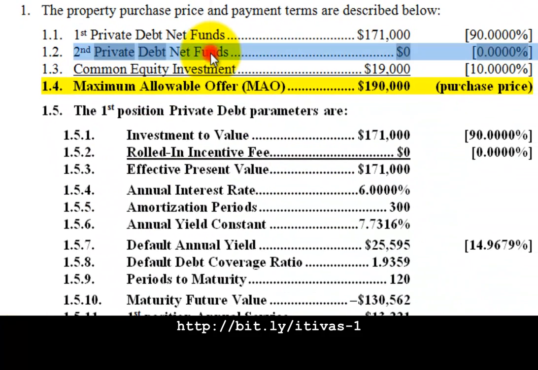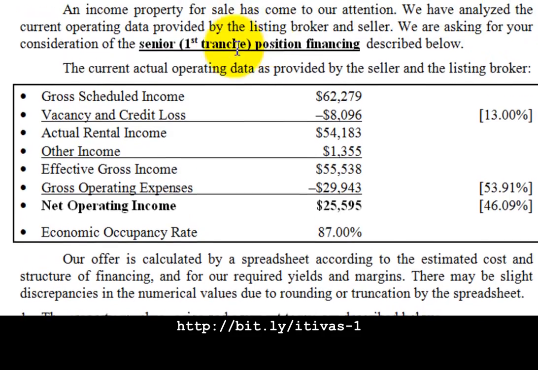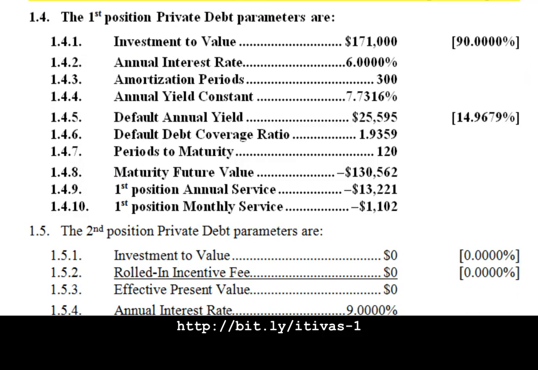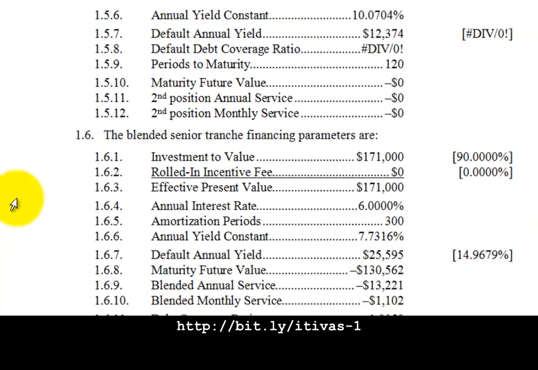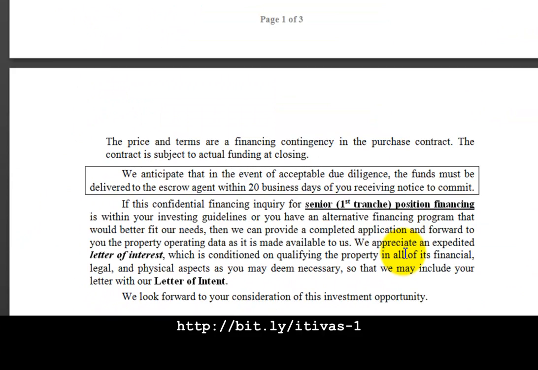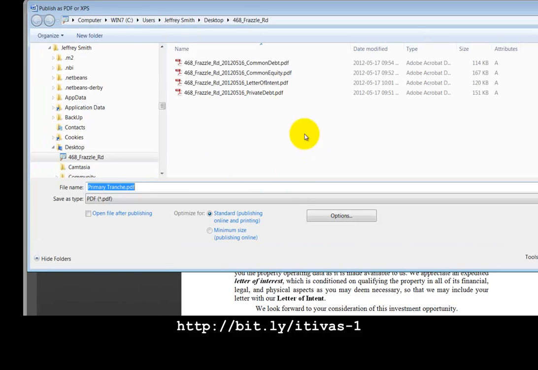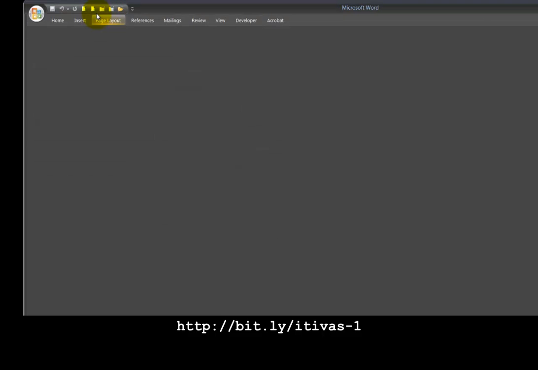Same process. Delete the unnecessary entries. This is the primary tranche financing document, therefore the first position financing parameters are in bold. And there's no secondary private debt. Take it down. Delete. Now we can do a save as PDF, private debt, and close out the document.